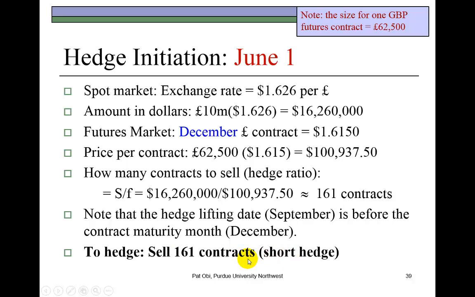Whenever you sell futures, it's called a short hedge. Why are you selling futures? Because you're going to be receiving 10 million pounds in the future down in September, and you're going to be selling it to get dollars. Therefore your futures position here is going to be to sell British pound sterling futures contracts. How many contracts? 161 of them.